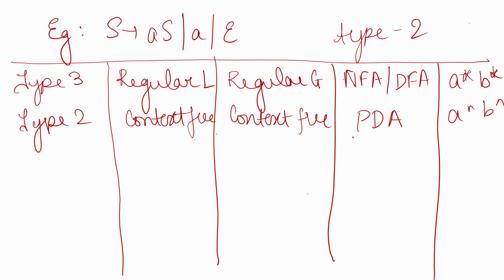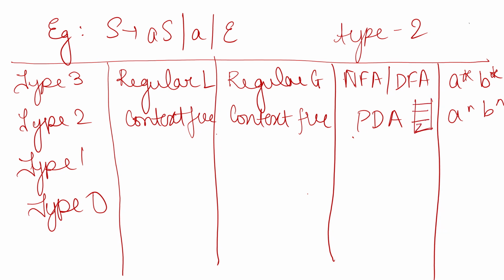Now next, type 1 and type 0. PDA is known as pushdown automata, which we'll learn later. It is like a stack: we take a stack, we have Z at the bottom, then we insert elements and then pop them out. We'll cover this later on.